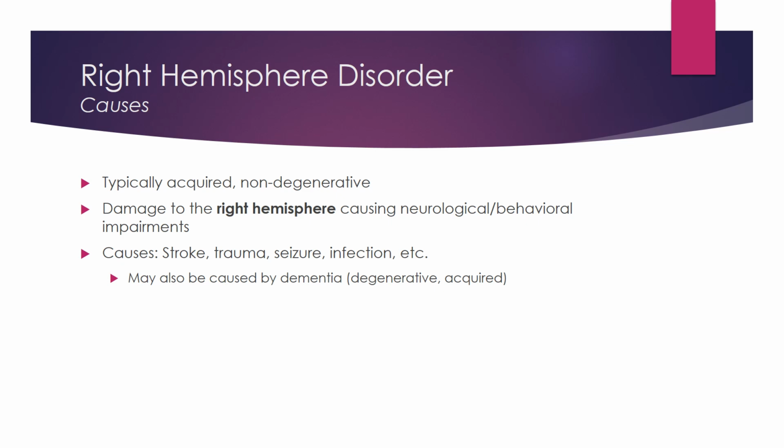And then if you're thinking about dementia, if there is a part of the brain that is breaking down over time because of dementia, that would change it to a degenerative acquired disorder. But for the sake of this class, we're just going to think about it as an acquired non-degenerative. And we'll talk about dementia separately.